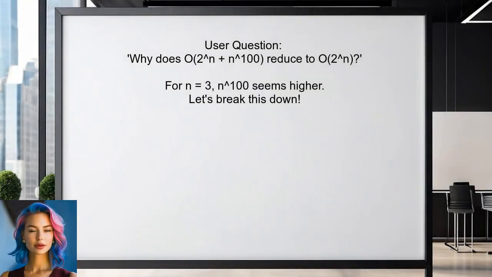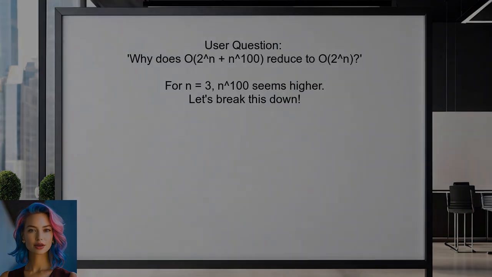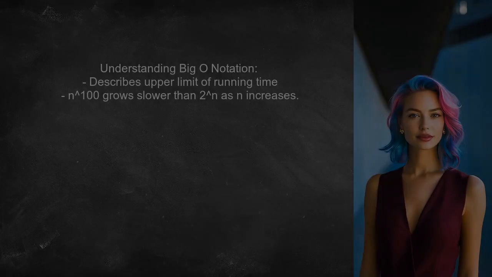Let's look at the specific question that sparked this discussion. One user asked, why does O of 2 to the power of n plus n to the power of 100 reduce to O of 2 to the power of n? They were puzzled because for n equal to 3, n to the power of 100 seems to have a higher count of executions. Sound familiar?